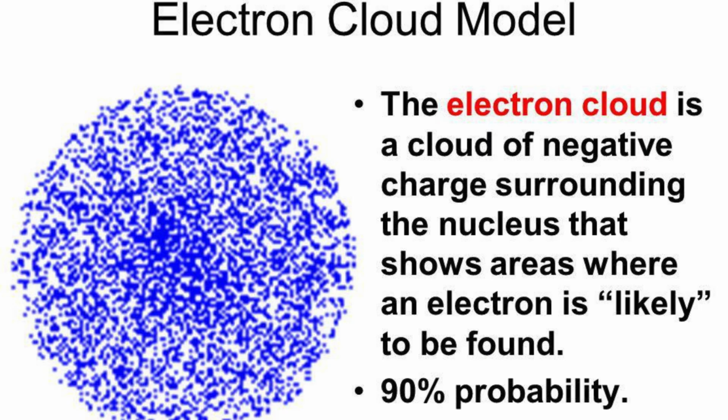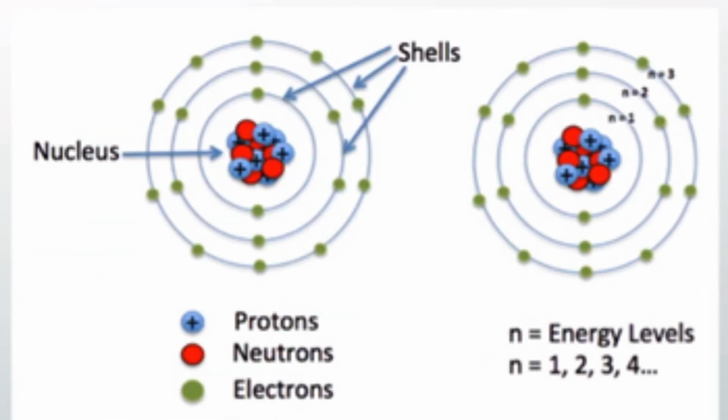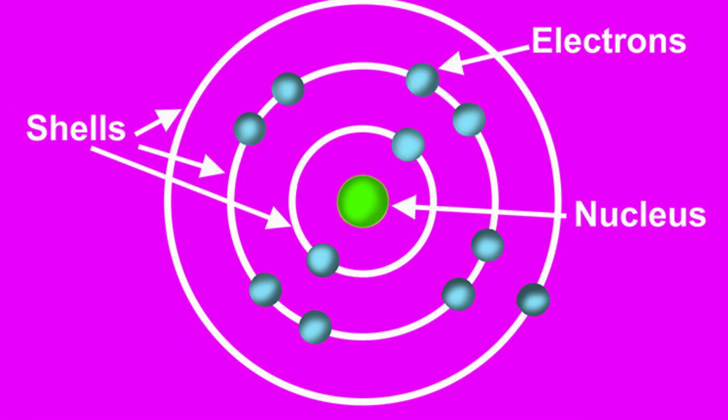Electron cloud. Electrons move very fast in regions called orbitals or the electron cloud. These electrons occupy energy levels or shells around the nucleus.